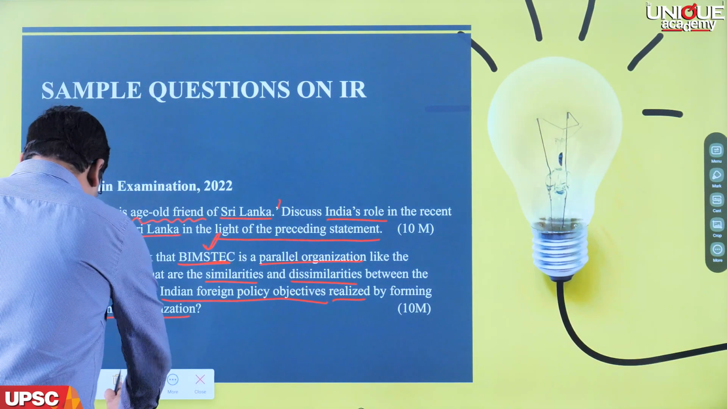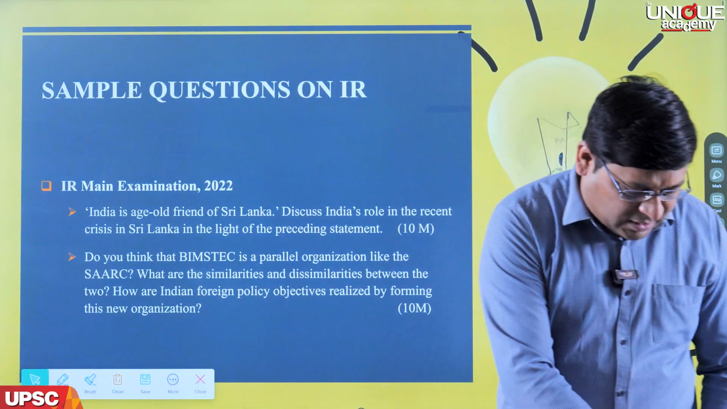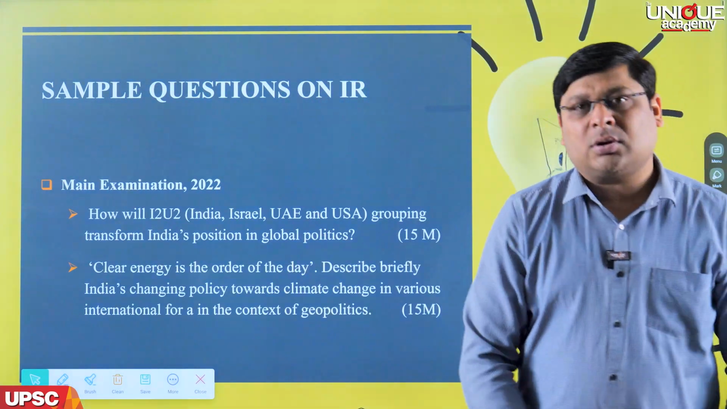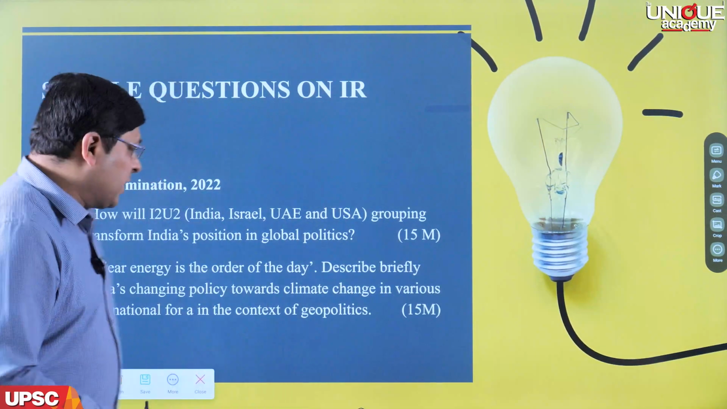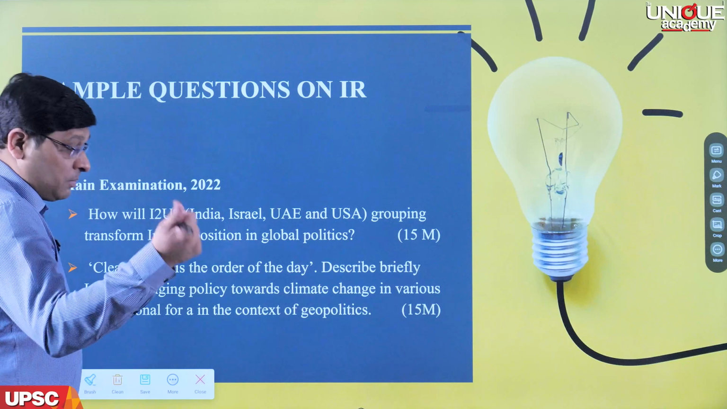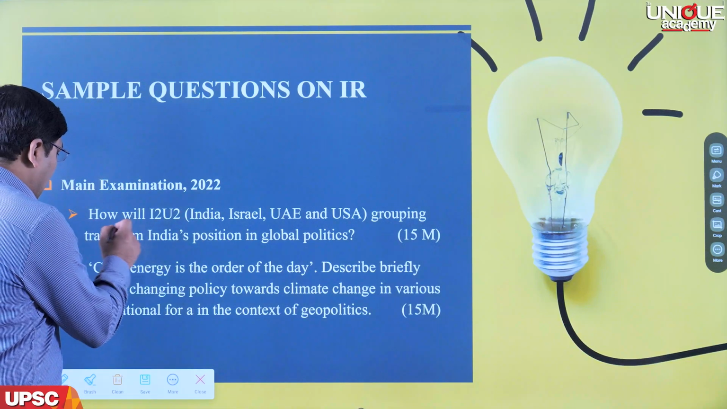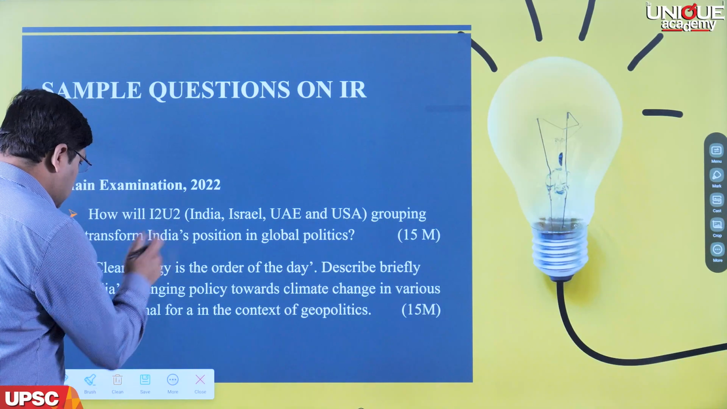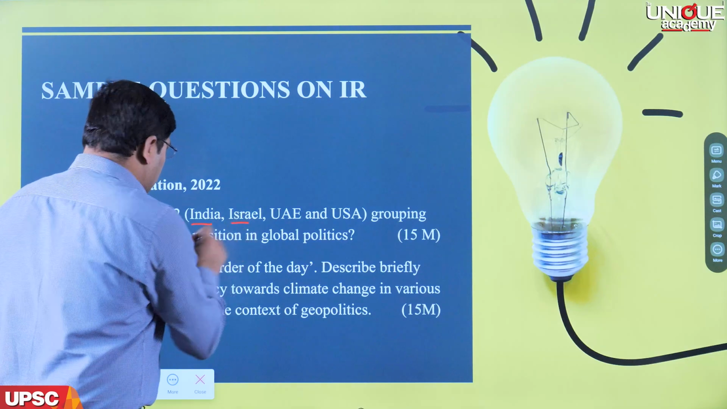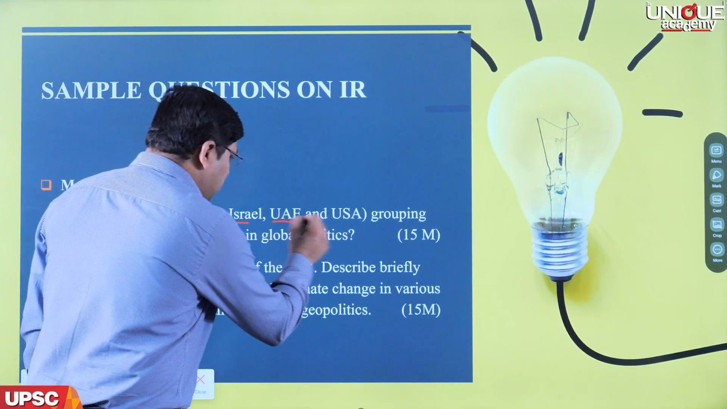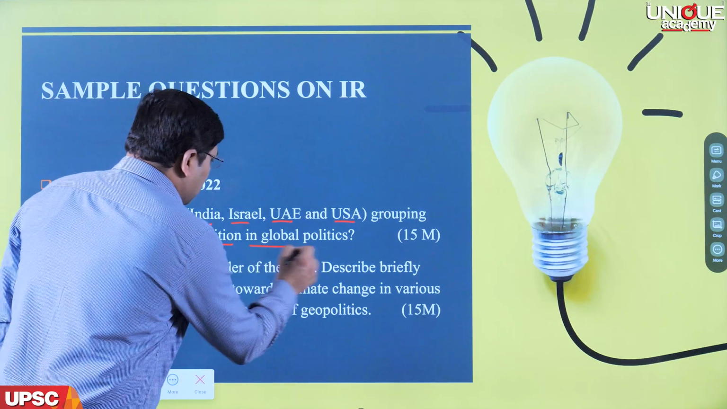Let us talk about the next 2 questions, which are 20 markers. Generally in GS paper 2, question number 9 and 10 are 10 markers on IR, and question number 19 and 20 are 20 markers on IR, right? Let's look at those, 15 markers, I beg your pardon. So 15 marker here. How will I2U2, India, Israel, UAE and USA, grouping transform India's position in global politics?